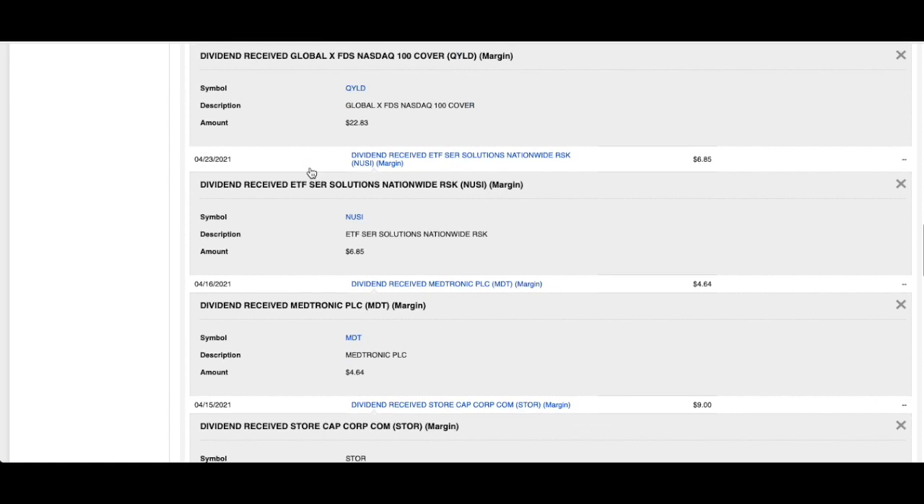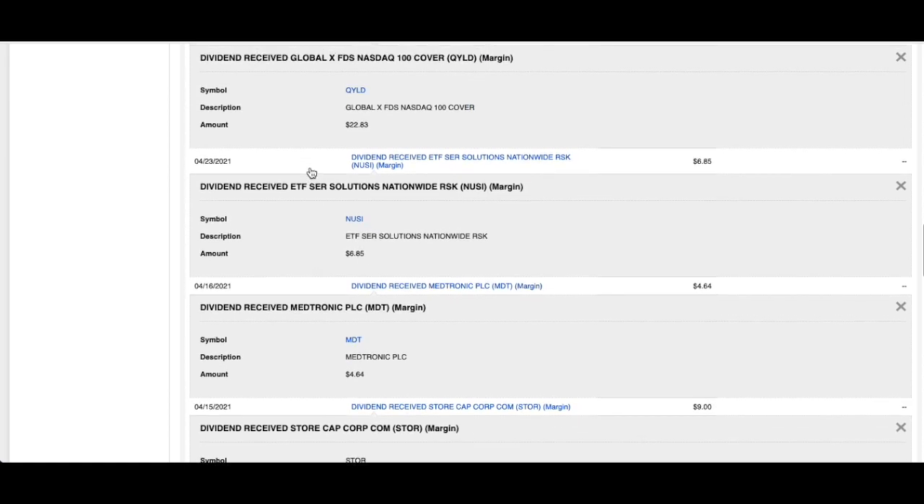Then we move on to QILD. This one, much like NUSI, is another income-based ETF. So they do a lot of options trading on the NASDAQ top 100 stocks, and that's how they're able to produce monthly consistent income for us. So they paid out $22.83 to me. Pretty nice knowing that basically for the rest of my life, assuming that QILD and the people in charge of it continue to do a great job, they're going to be paying me monthly income.